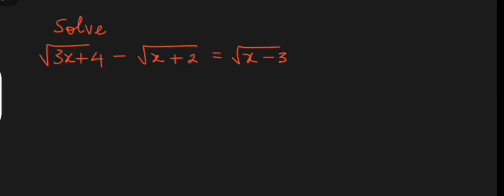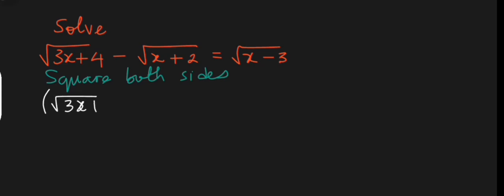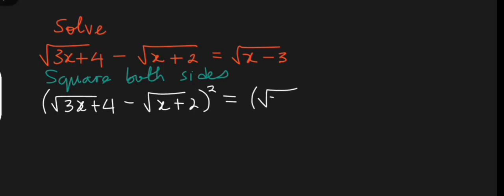To solve a radical equation like this, the first thing you want to think about is to square both sides of the equation. If that's what you are thinking, then you're right. We are going to square both sides. This simply means that on the left, we're going to have the square of the square root of 3x plus 4 minus the square root of x plus 2, while on the right, it is going to be the square of the square root of x minus 3.